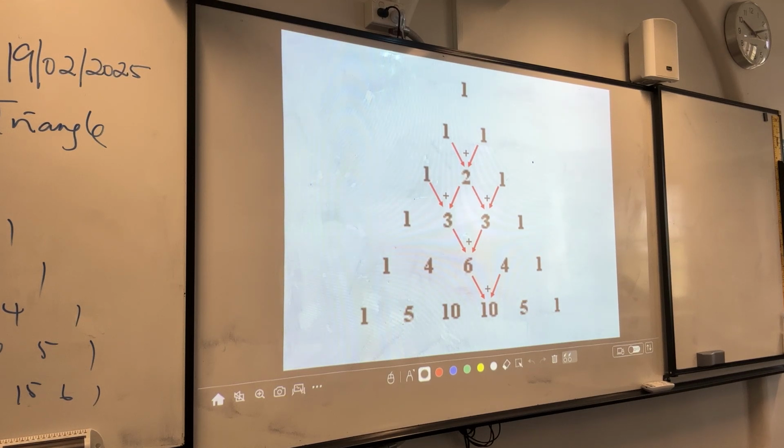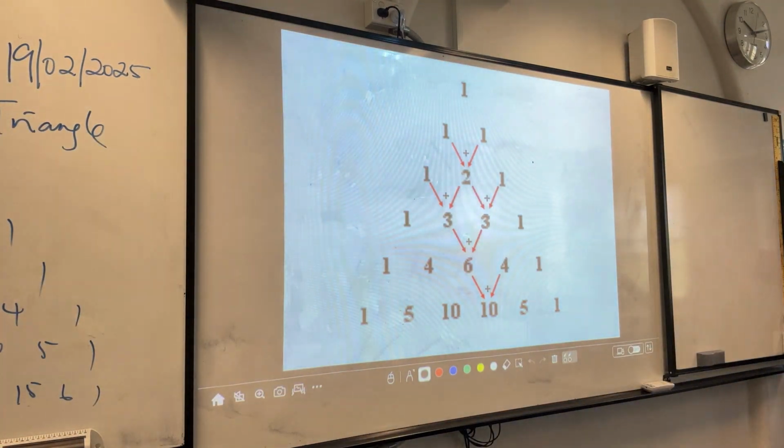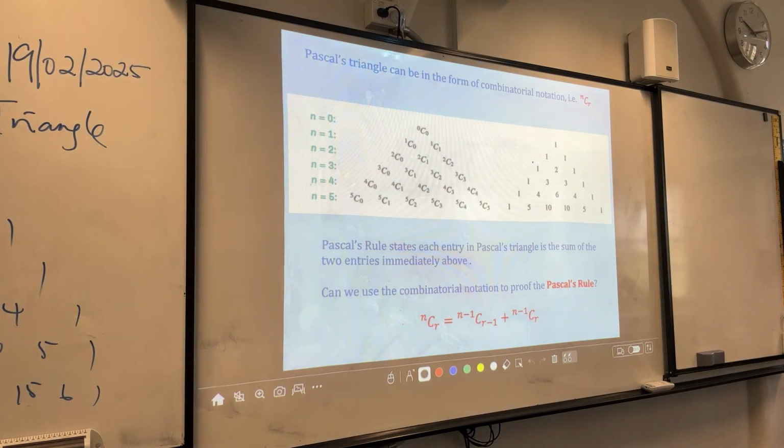I can probably write up to row 6 without thinking, row 0, 1, 2, 3, 4, 5, 6, because I've been using it and playing around with it for a while. So think about it, you might want to remember some of the rows of Pascal's Triangle and how you write them up. Now, it can be written in nCr format.